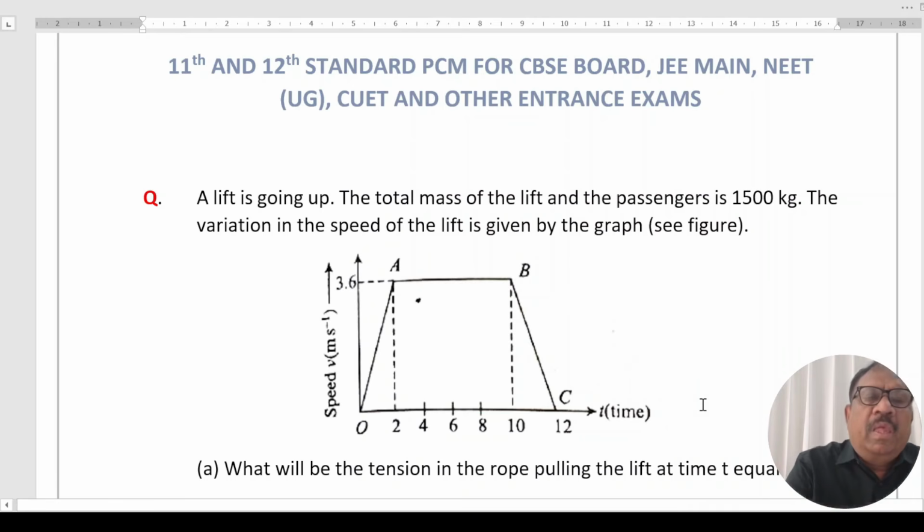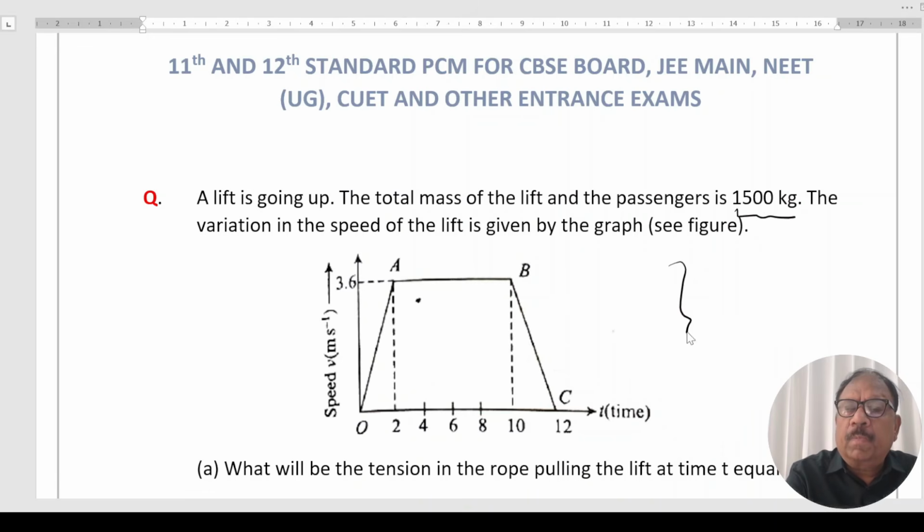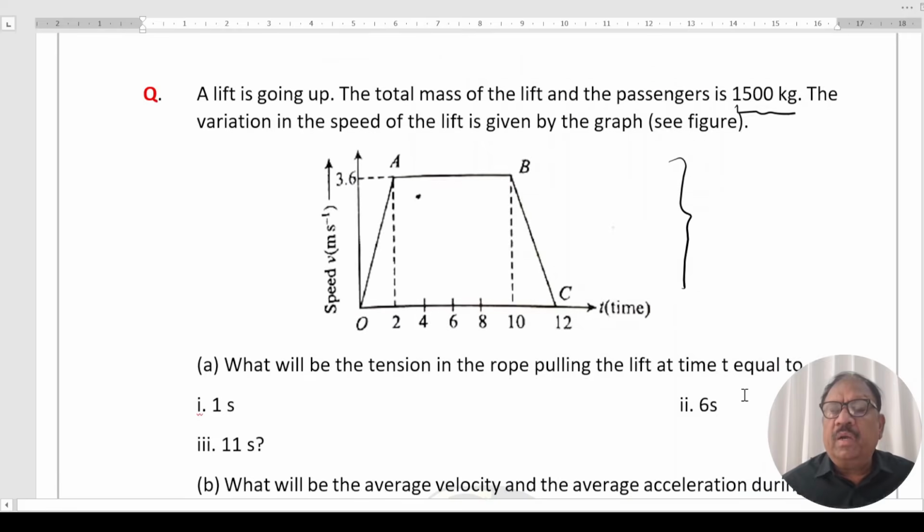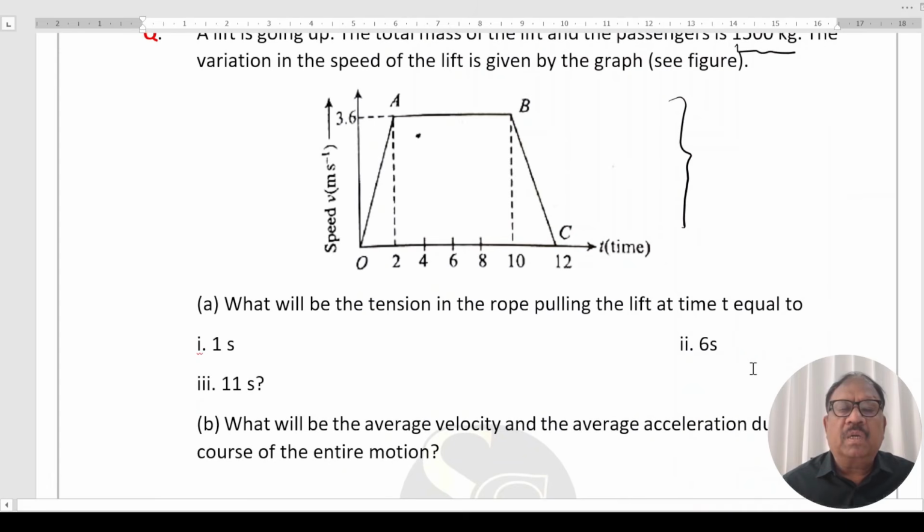The question is, a lift is going up. The total mass of the lift and the passengers is 1500 kg. The variation in the speed of the lift is given by the graph as shown in the figure. What will be the tension in the rope pulling the lift at time t equal to 1 second, 6 seconds, 11 seconds?